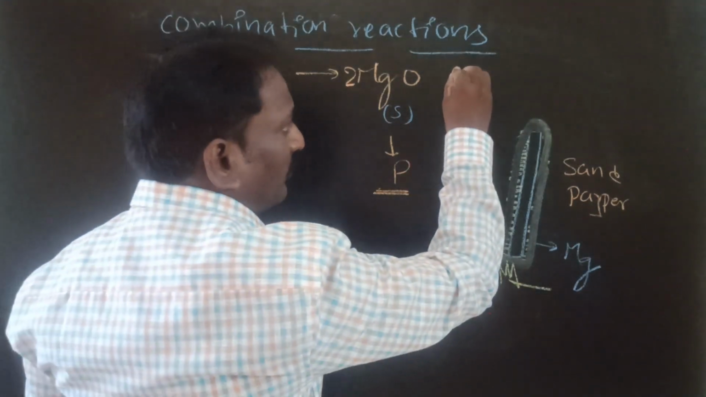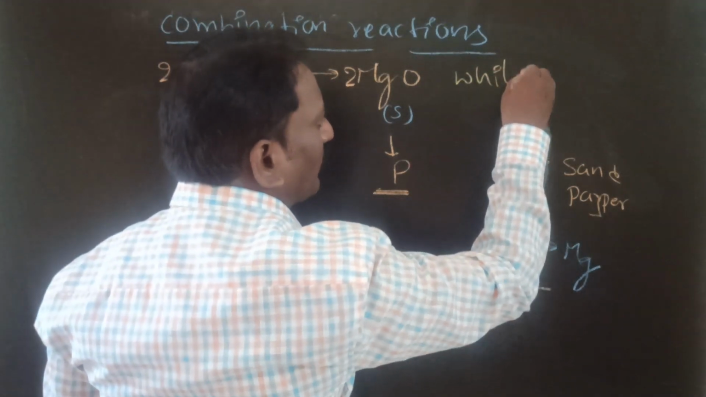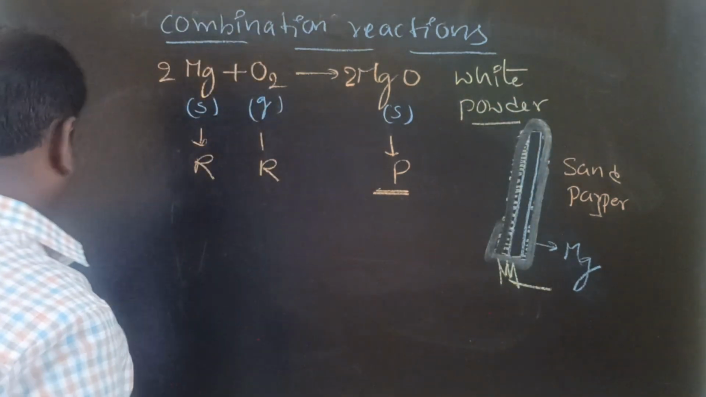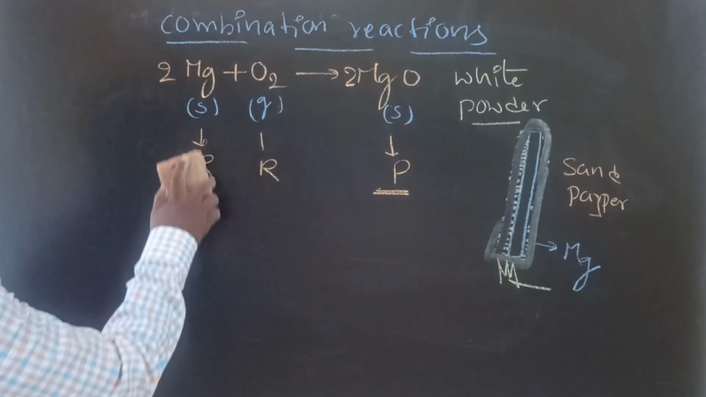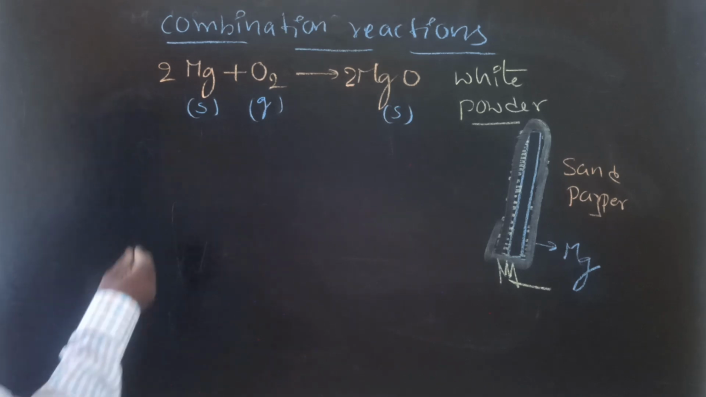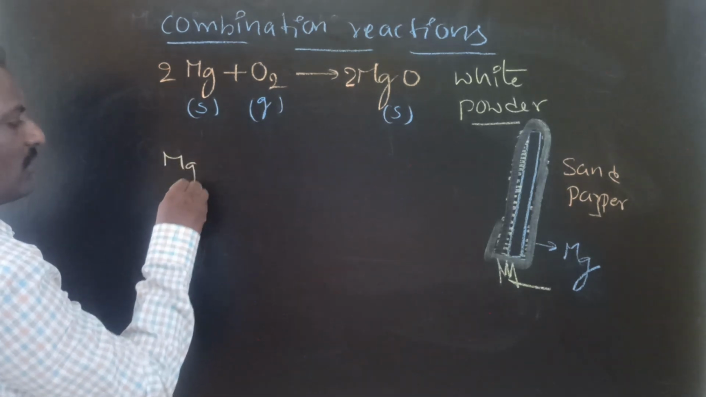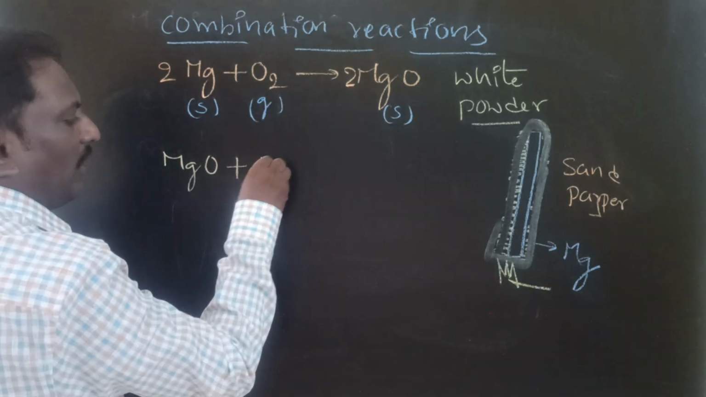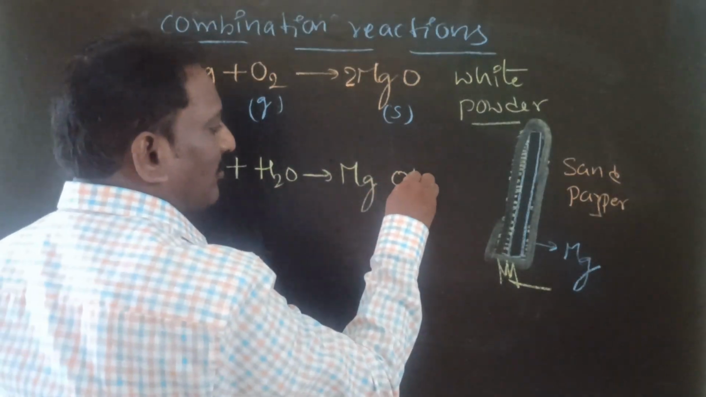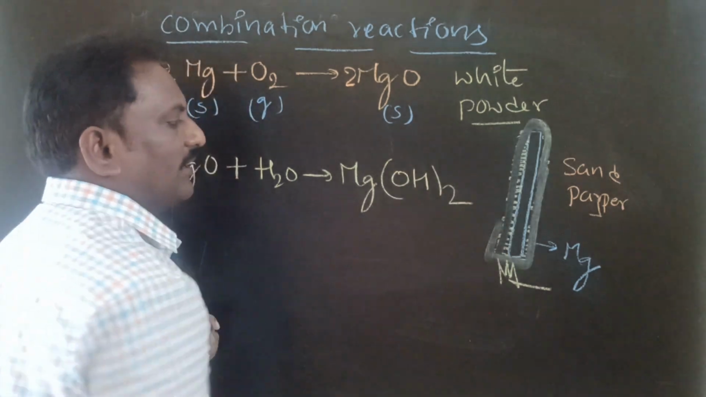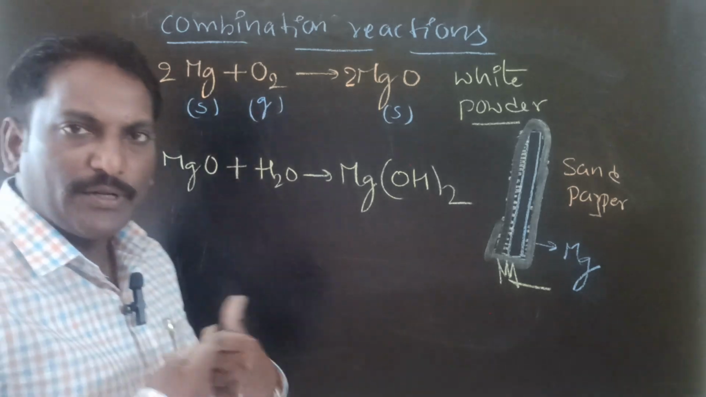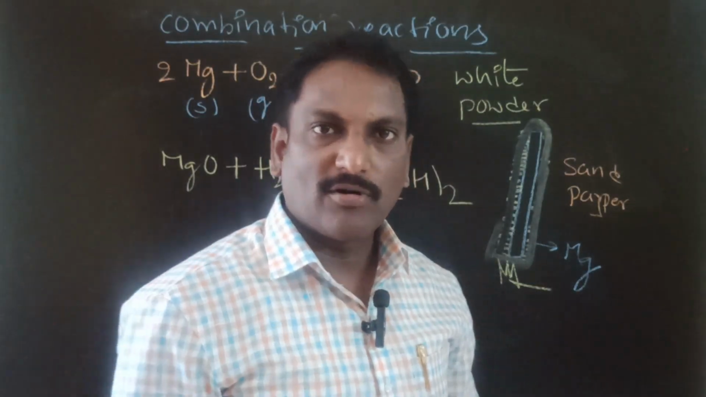Please make a note of it. It is a white color powder. Now let us dissolve this white powder in water. When magnesium oxide is dissolved in water, you will get magnesium hydroxide. This is also an example of a combination reaction. So magnesium oxide, when dropped in water, gives magnesium hydroxide.